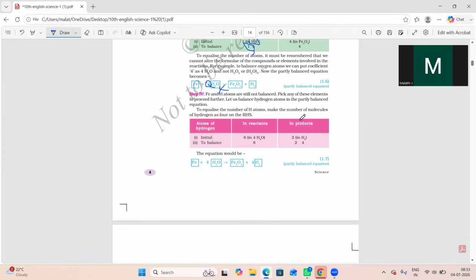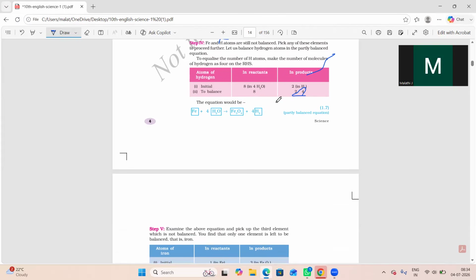If you come to the product side, there are only 2 hydrogen atoms. So where we should balance now is the product side. We have 2 hydrogen atoms and it should become 8, so we multiply 2 with 4. Now 4 gives 8. So write the equation we had balanced before for oxygen. Where we are balancing now is the product side.